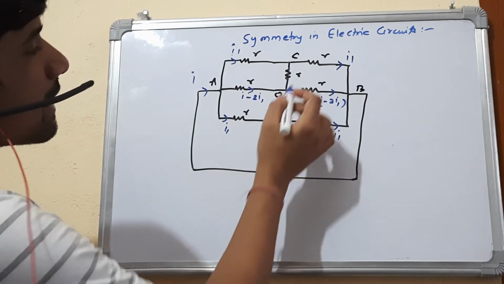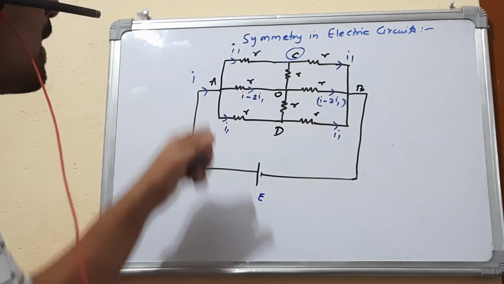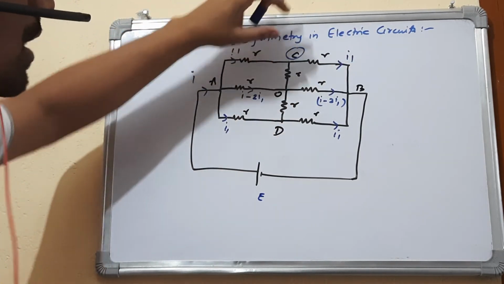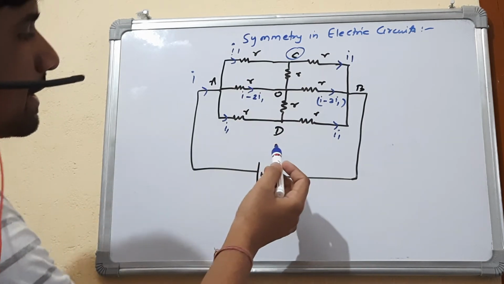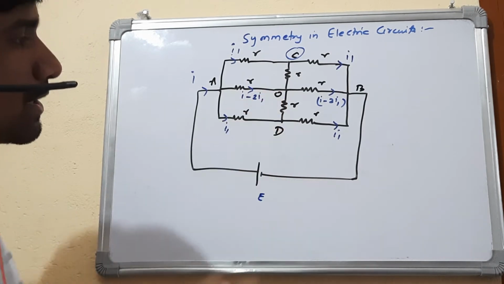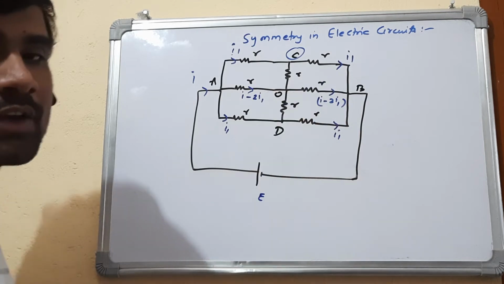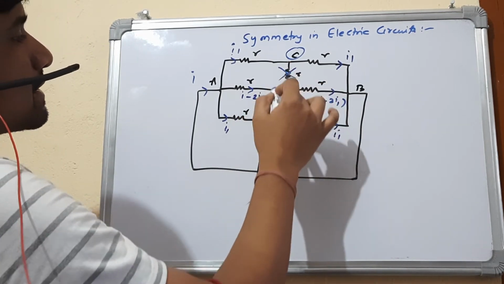Now if I apply KCL at point C, you see I1 is coming to C and I1 is exiting from the top. So there is no current going in this resistor CO. Even if you apply it at D, you see I1 is coming, I1 is going. There is no role of this OD. Even if you apply it at O, you see I minus 2I1 is coming and I minus 2I1 is going. So you can eliminate these resistors.